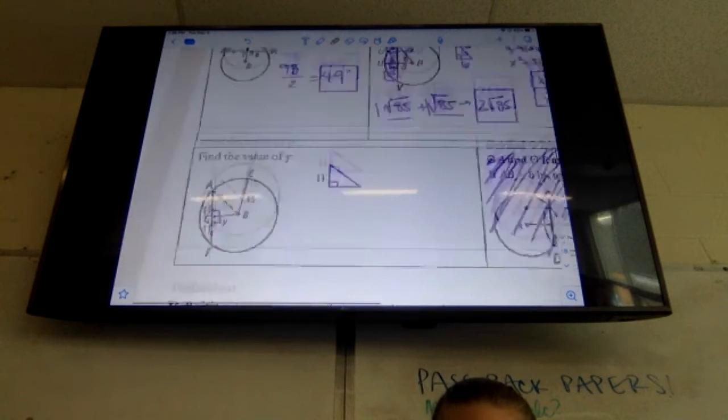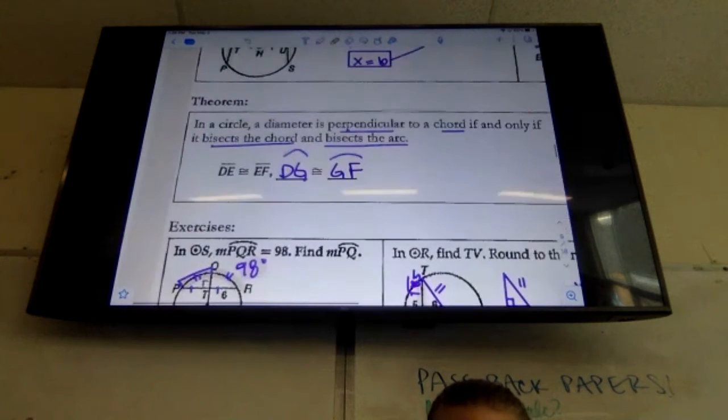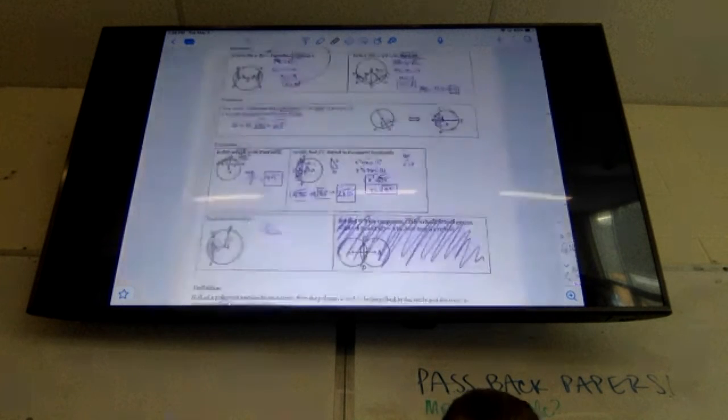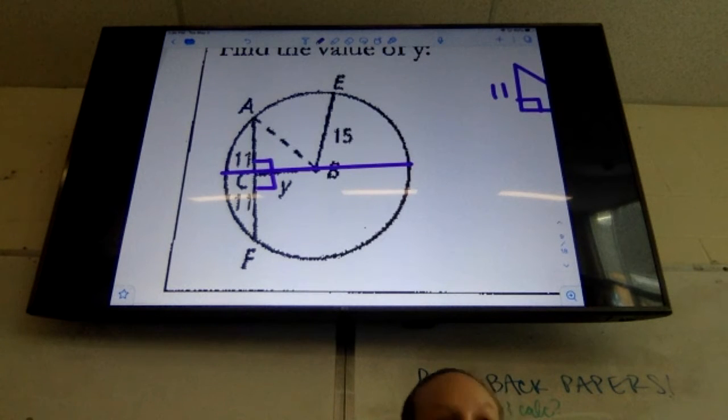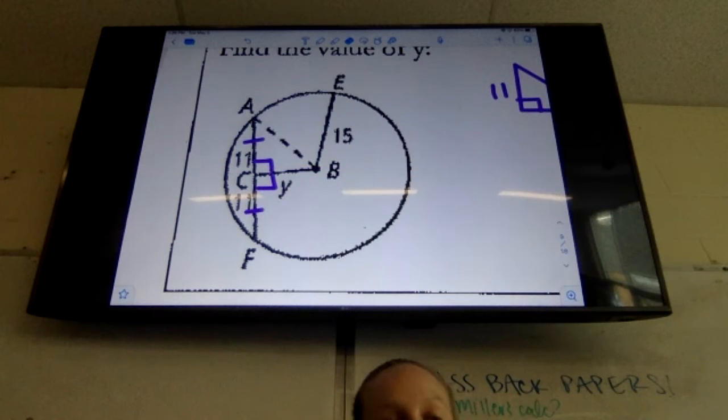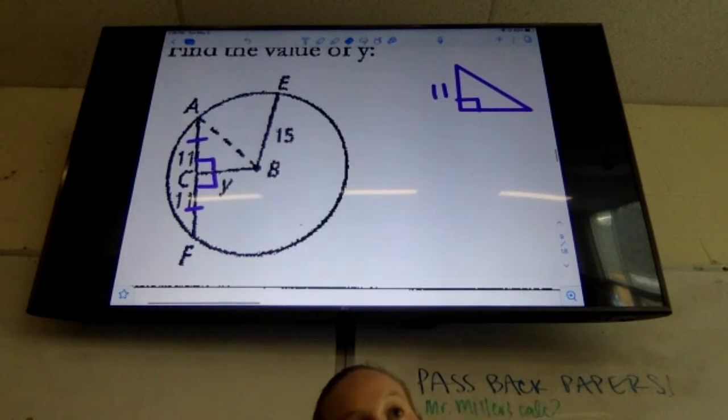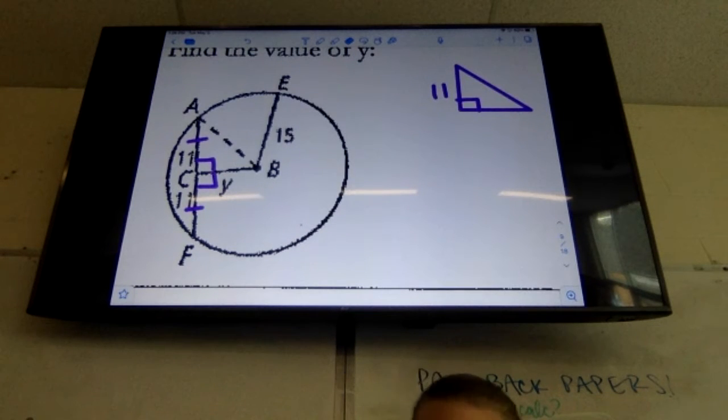Remember the theorem we just learned? Because there's a radius right there, so it has to be perpendicular to the chord. I know it's just a radius, but we could extend that line out to be a diameter, right? So because this line BC bisects AC and CF, that means it's perpendicular. We use that. I will put it over here.